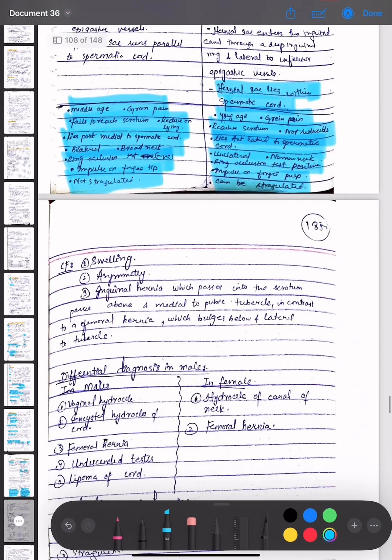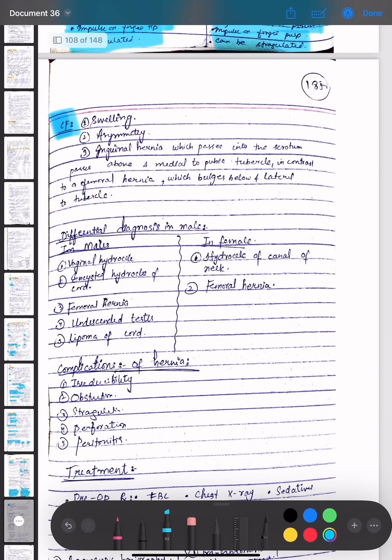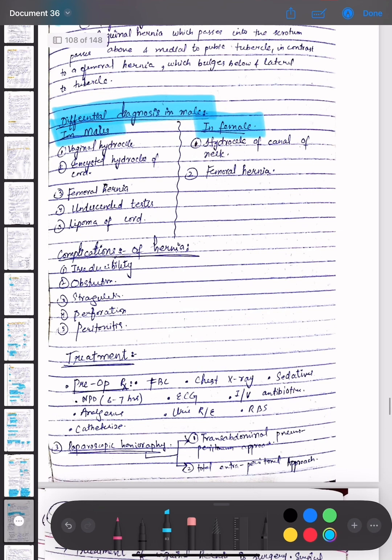Now coming to the clinical features: these are swelling and asymmetry. An inguinal hernia, which passes into the scrotum, passes above and medial to the pubic tubercle, in contrast to a femoral hernia which bulges below and lateral to the tubercle. The differential diagnosis in males is vaginal hydrocele, encysted hydrocele of the cord, femoral hernia, undescended testis, and lipoma of the cord. In females, it is hydrocele of the canal of Nuck, and femoral hernia. Now, the complications of hernia are irreducibility, obstruction, strangulation, perforation, and peritonitis.